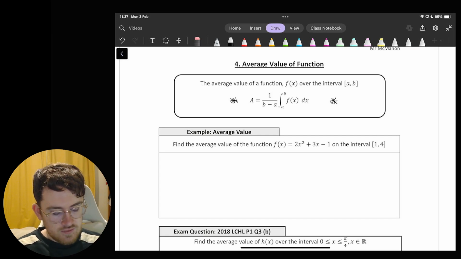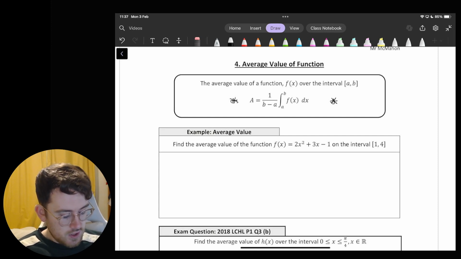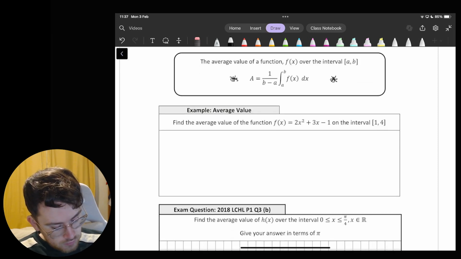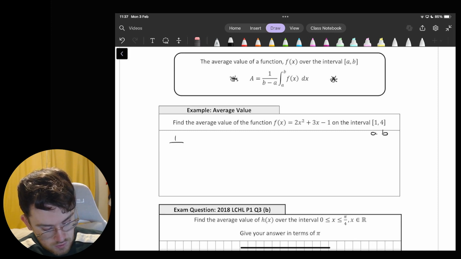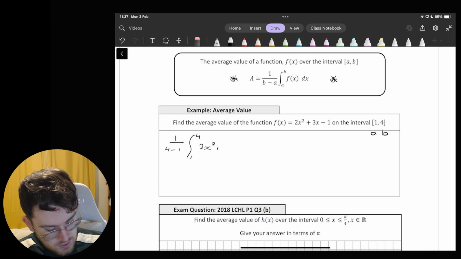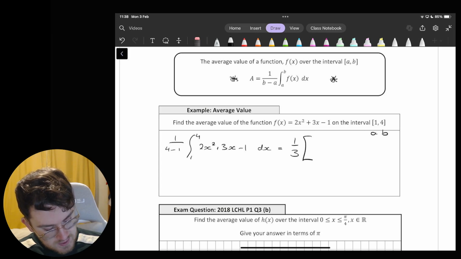So, first question: find the average value of the function f of x equals 2x squared plus 3x minus 1 on the interval 1 to 4. To find the average value from 1 to 4, we're essentially saying a is 1, b is 4. So we're doing 1 over 4 minus 1, integral from 1 to 4 of 2x squared plus 3x minus 1 dx. Okay, so that's a third times, and then we'll do our integral.